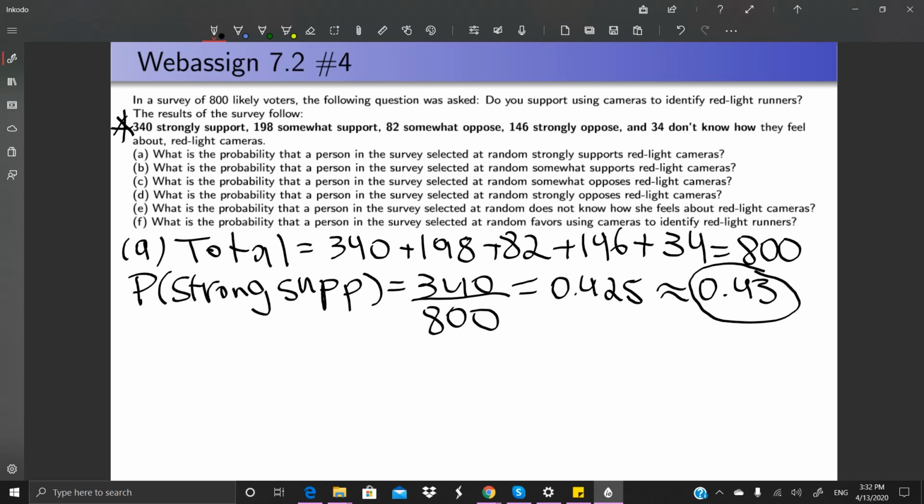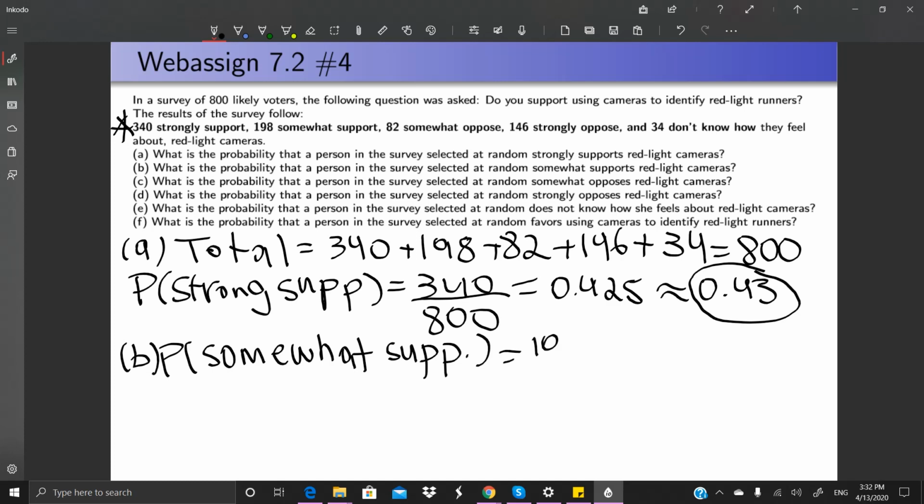Okay, let's do part B. The probability that a person surveyed somewhat supports. Remember, there are 198 people who say they somewhat support it. So I'll say P of somewhat support. That's going to be, you take the people who say they somewhat support it, 198 of them, and you divide that by 800, right? And again, we want to round this to 2 decimal places.